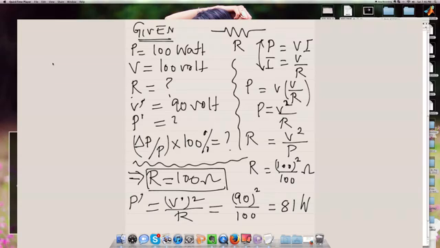So the percentage change is delta P over P times 100% gives us delta P is 100 minus 81 divided by 100 times 100%, which is equal to 19%. So that is our result.